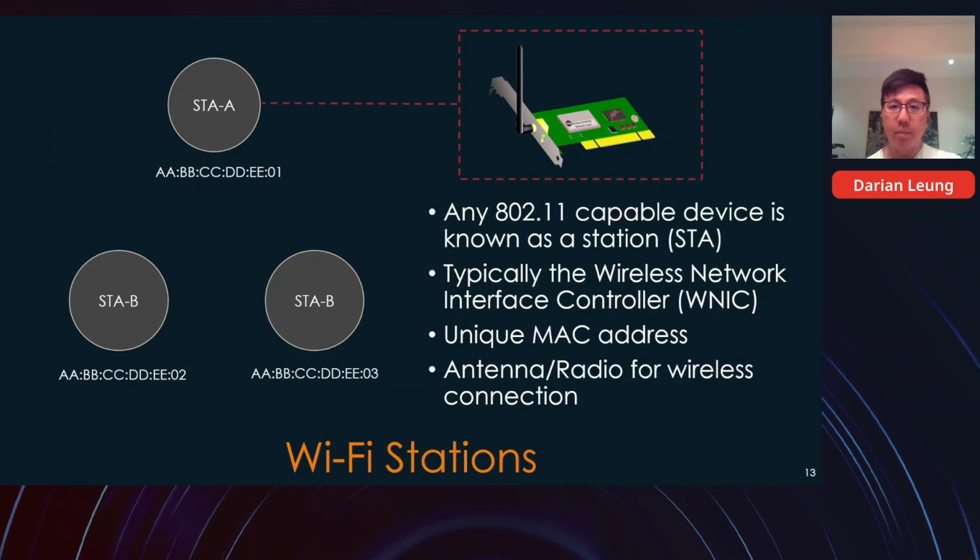Firstly, let's clear up some basic terminology. The first term to cover is stations. In Wi-Fi, any device that implements the 802.11 protocol is known as a station, or STA for short. More specifically, the part of the device that is considered the station is the Wireless Network Interface Controller, or WNIC. Each station has a unique MAC address, and the WNIC will typically have an antenna and radio for wireless connectivity.